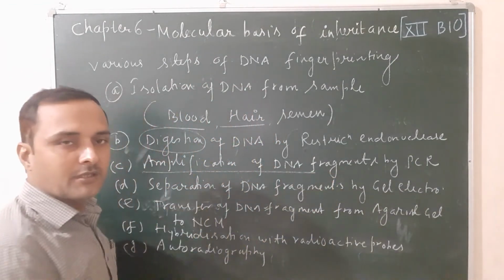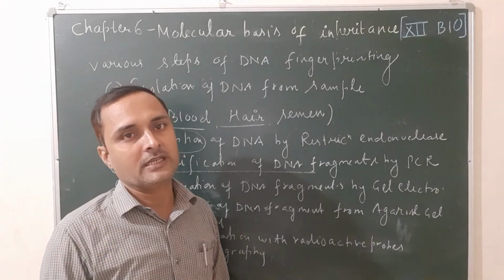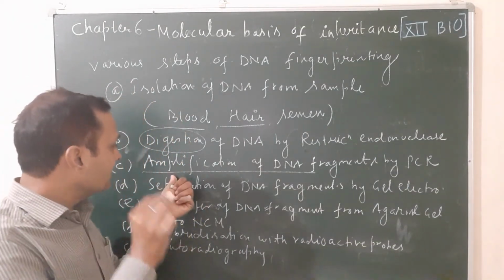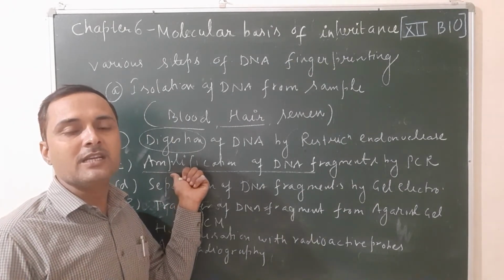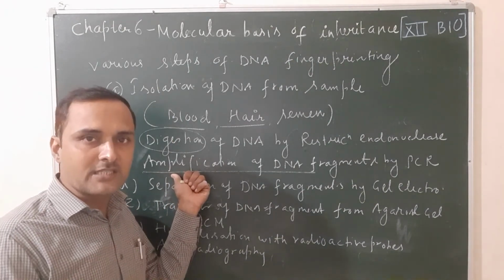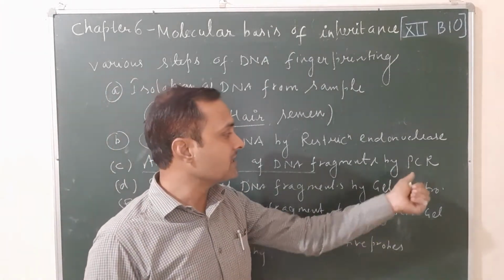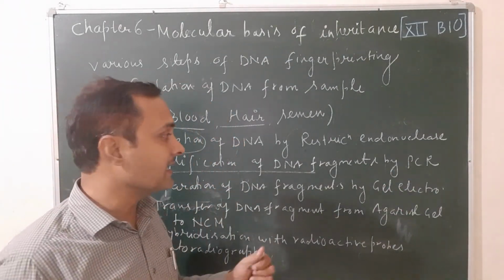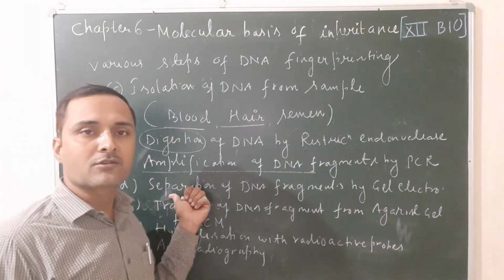That means in this method, suppose the amount of the sample is very small. By this method we can amplify, that is, increase the number of DNA fragments by using a special method known as PCR. PCR stands for polymerase chain reaction. Next one, separation of DNA fragments by gel electrophoresis.